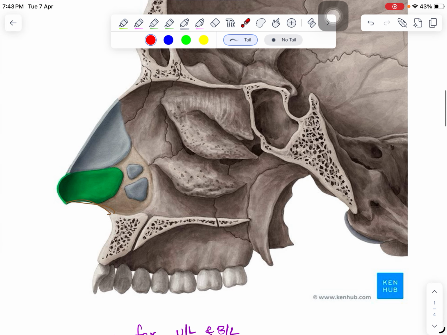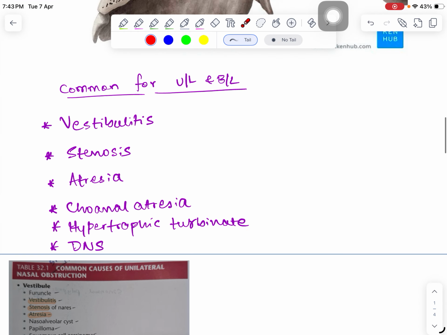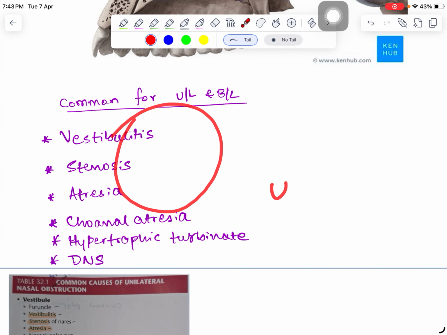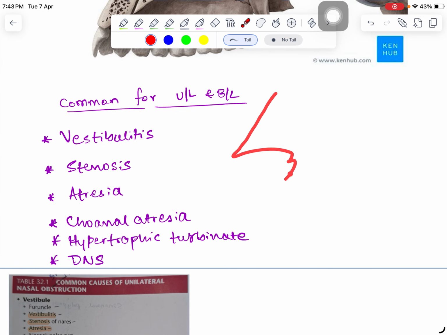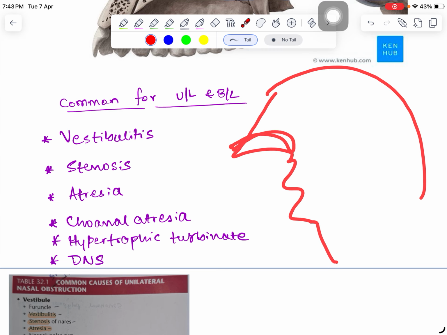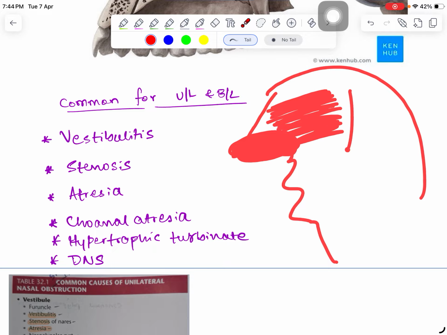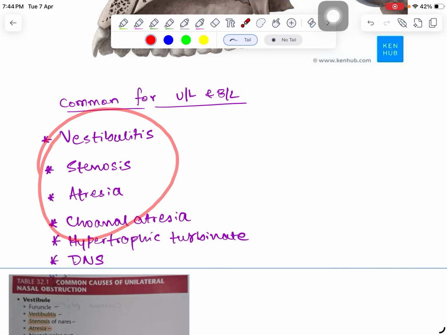Okay, we have discussed anatomy. This is vestibule, this is nasal cavity, this is the nasopharynx. Coming to the common causes of unilateral and bilateral obstruction: vestibulitis. Suppose this is the person, this is his mouth, this is the nose, this is vestibulitis. Then it keeps on decreasing in the diameter, that is stenosis, and furthermore decrease causes atresia of the nares, and then blockage by the hypertrophic turbinates. Hypertrophying of the turbinates will block the nasal cavity. Now blocking here is choanal atresia and then DNS. So these are the common causes of unilateral and bilateral obstruction.